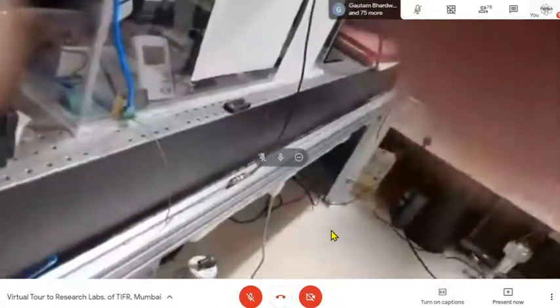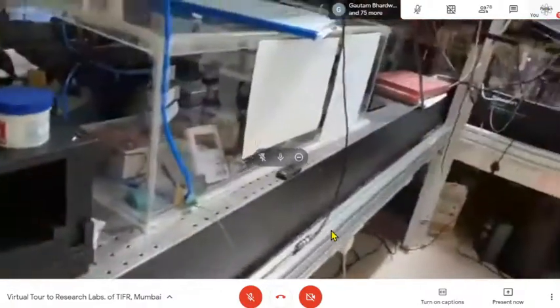Smart. Professor Prabhu, he works on terahertz spectroscopy, so we both share a lab. So as I said, terahertz is the bridge between photonics and electronics.